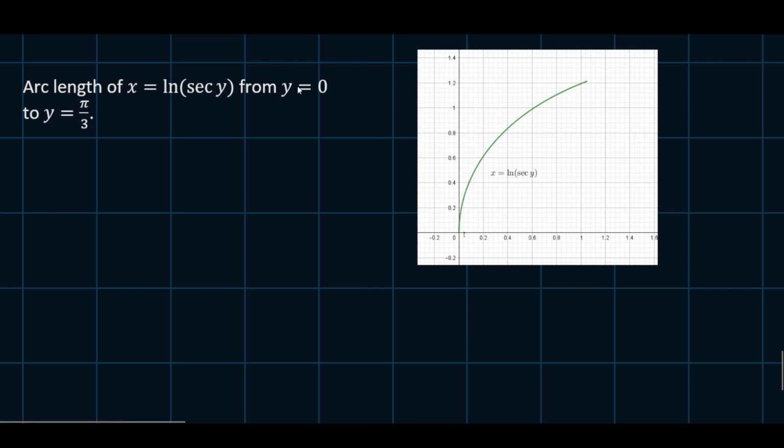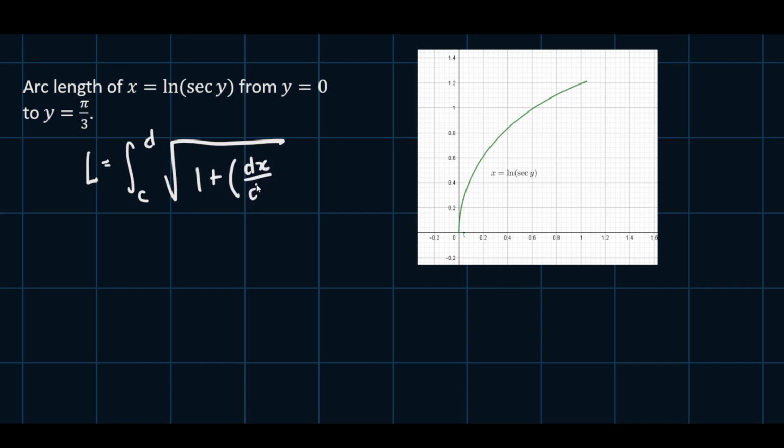In this case, since ang given sa atin is yung y values, ang gagamitin nating arc length formula is yung in terms of y. So, L here will be equal to the definite integral from c to d ng square root of 1 plus dx over dy squared dy. C here is 0, d here is pi over 3, and dx over dy, kukunin lang natin yung derivative ng ln secant y. Yung derivative of x in terms of y.